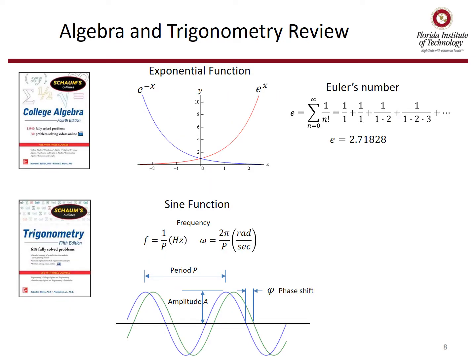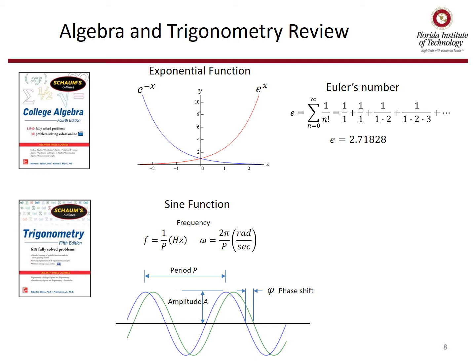Let's also review some algebra and trigonometry. We're going to see two functions that pop up a lot when we deal with dynamics of aircraft. One is the exponential function e to the x, and the other is a sine function, sine of omega t. The exponential function is based on the number e, which is Euler's number, mathematically defined as the sum as n equals 0 to infinity of 1 over n factorial.